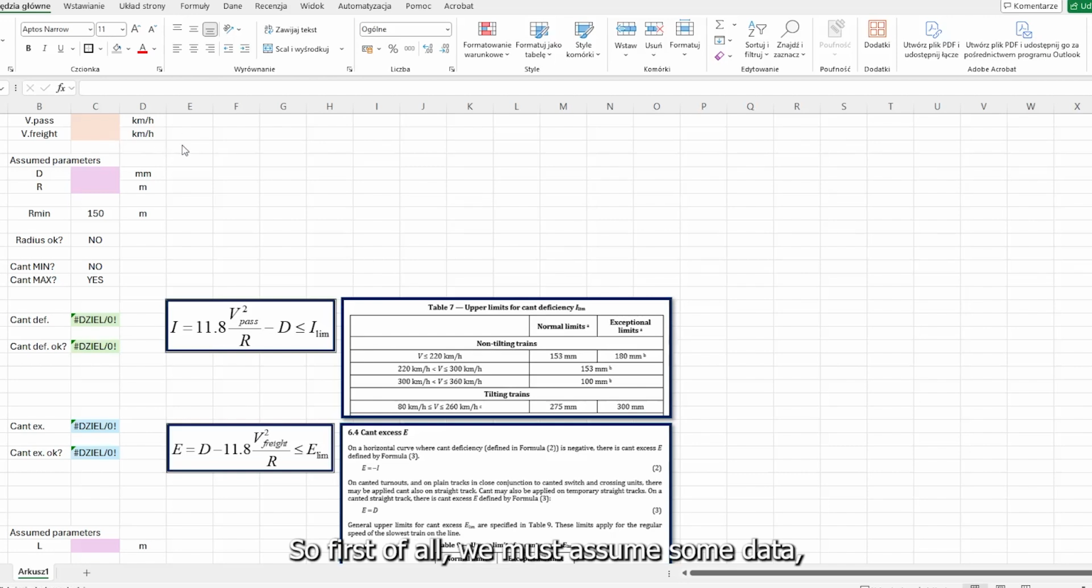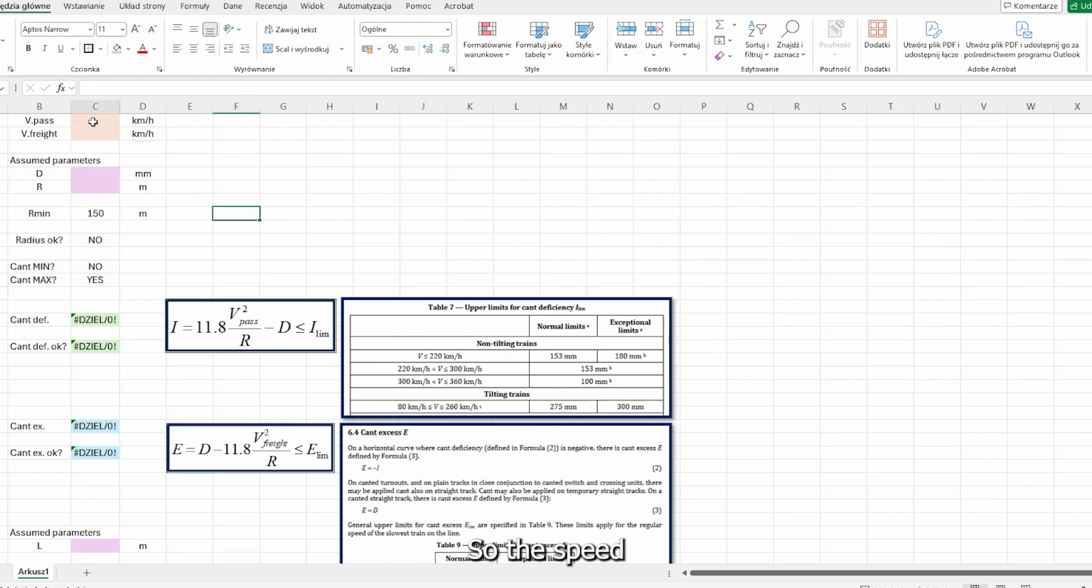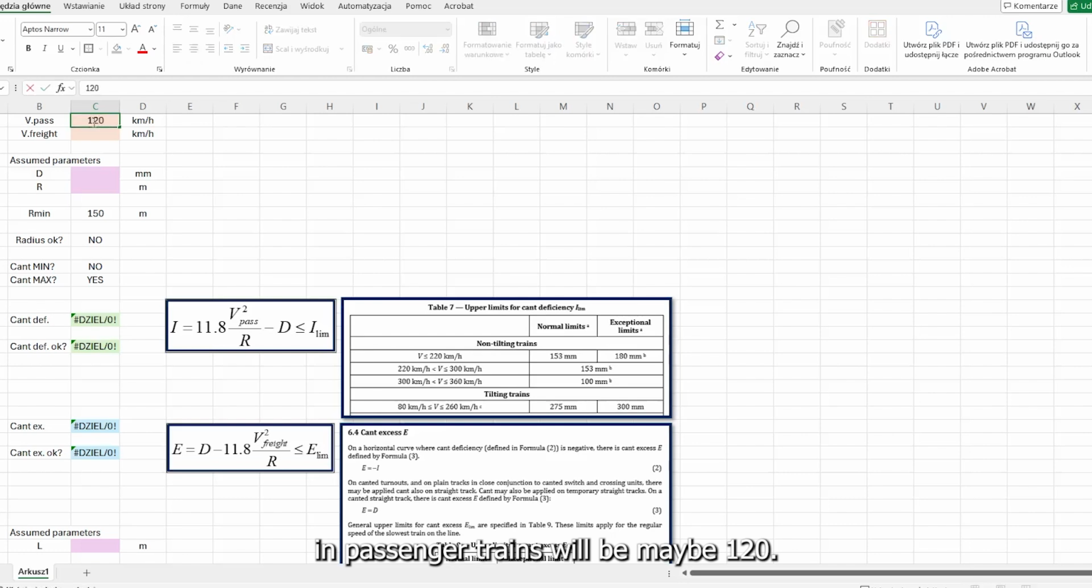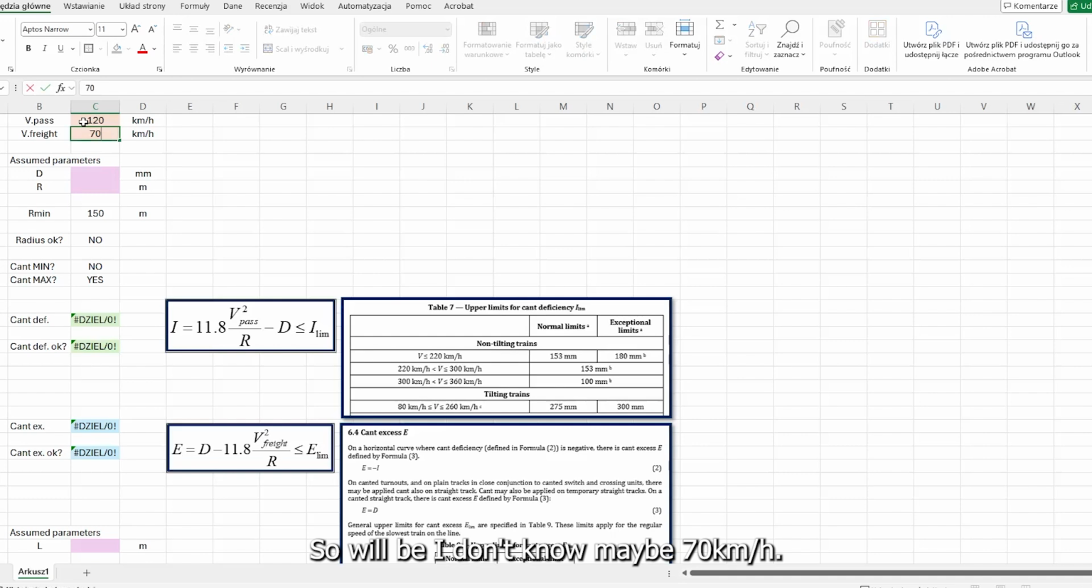So first of all, we must assume some data about the maximum speed and minimum speed. The speed for passenger trains will be maybe 120. The speed for the freight trains will be, I don't know, maybe 70 kilometers per hour.